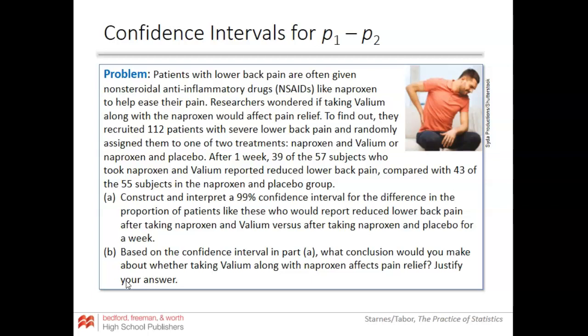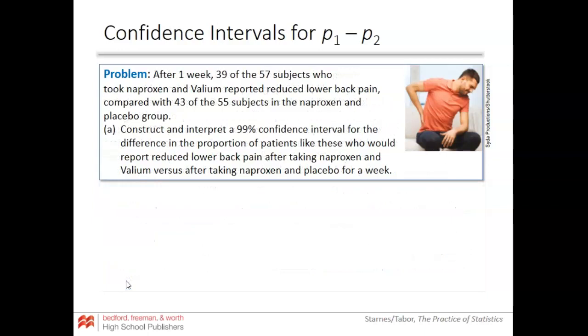So the first thing we want to do is construct a 99% confidence interval for the difference in proportion of patients who reported reduced back pain in the two treatment groups. Then, based on that confidence interval, we can decide whether there's evidence to say that Valium is actually helpful. Okay, so let's take a look at this with this interval.